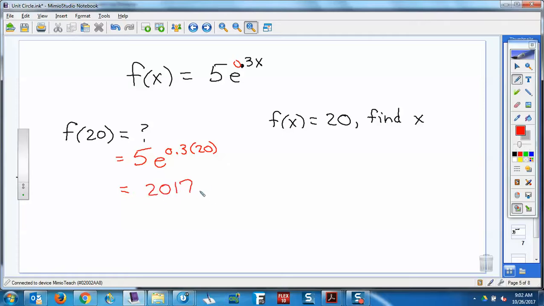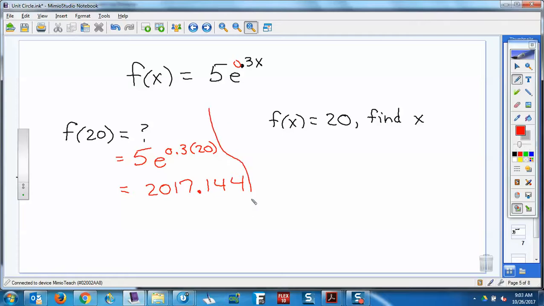2017 what? 2017.144. Okay, I like 3 decimal places. Good, right? That's what I was checking, to see if you give me 3 decimal places. Would it round? Or is that rounded? That's rounded. So 143 would have been okay. What was it? 143 what? 9. So 143 would have been okay. 144 is okay.